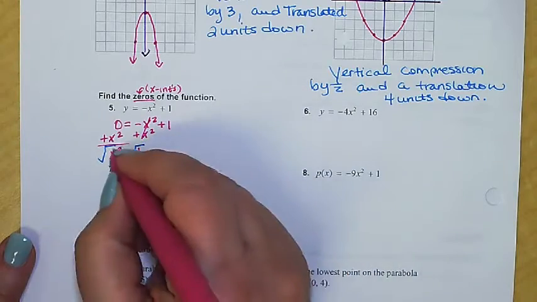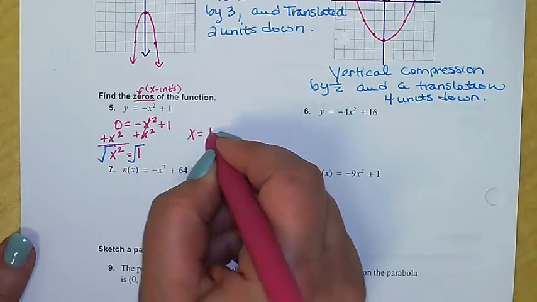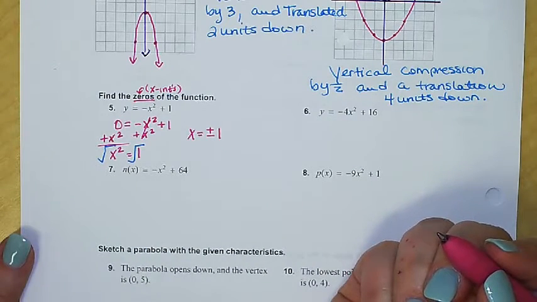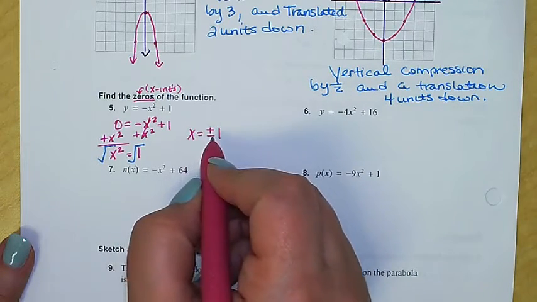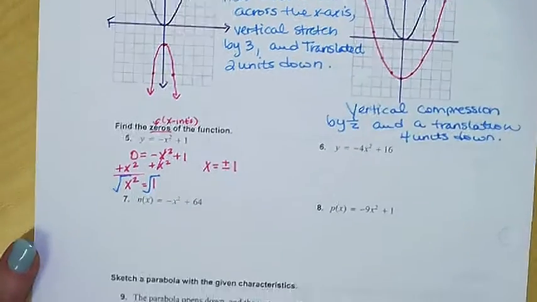And here's a biggie, right? When we take the square root, we get x by itself. But on the other side, we get the square root of 1, which is both positive and negative 1. We have 2 intercepts here. If you only write 1, you're leaving off an entire solution or root or zero here.